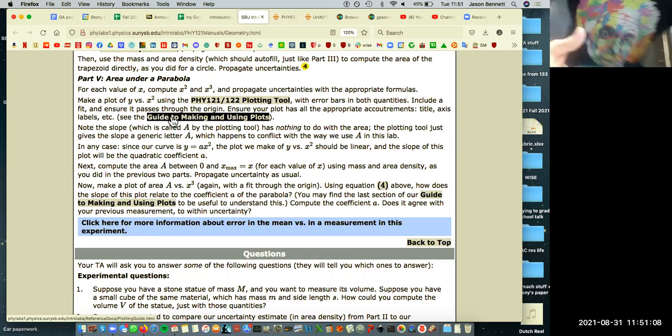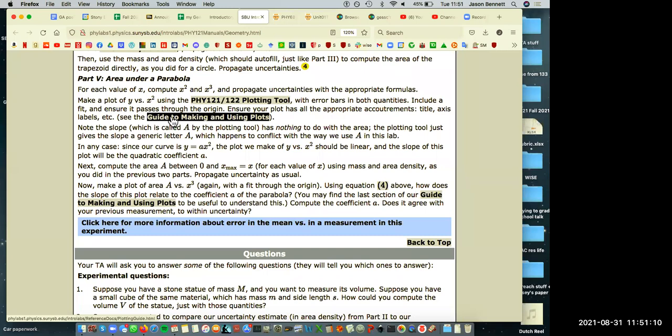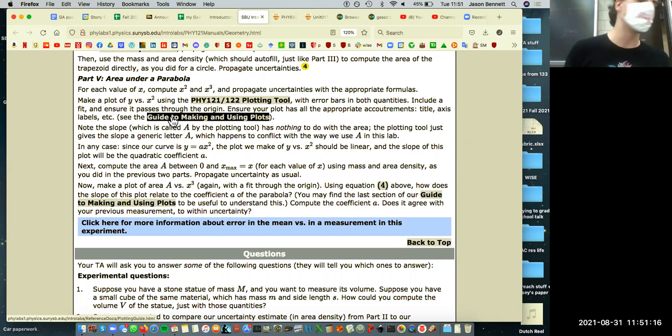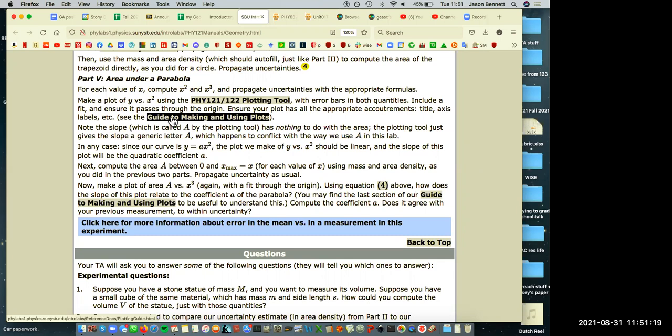Let's see, what else? And then the really hard part, that's pretty essential. The main goal of this class is, you know, how to do science, not necessarily physics.